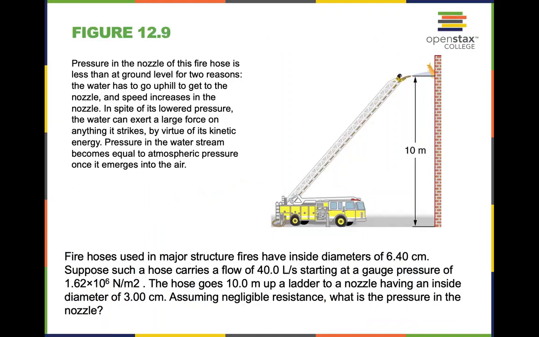Figure 12.9: the pressure in the nozzle of this fire hose is less than at ground level for two reasons. The water has to go uphill, from the fire truck here all the way up here, 10 meters upwards, and the speed increases in the nozzle. In spite of its lowered pressure, the water can exert a large force on anything it strikes by virtue of its kinetic energy. Pressure in the water stream becomes equal to atmospheric pressure once it emerges into the air.